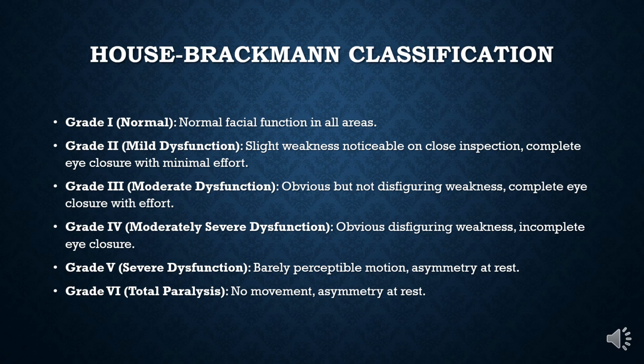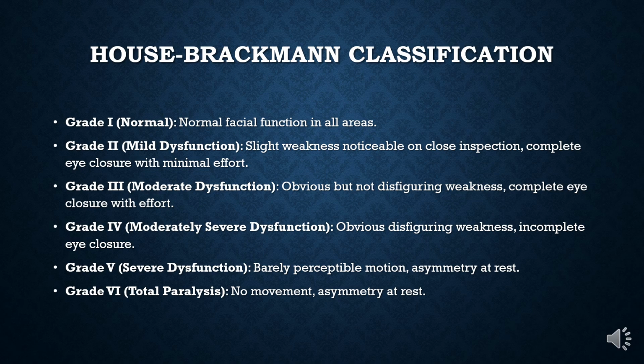Coming to the House-Brackmann classification, grade 1 is normal, that is normal facial function in all areas. Grade 2 indicates mild dysfunction, that is slight weakness noticeable on close inspection, complete eye closure with minimal effort. Grade 3 indicates moderate dysfunction, in which there is obvious but not disfiguring weakness and complete eye closure is possible with effort.